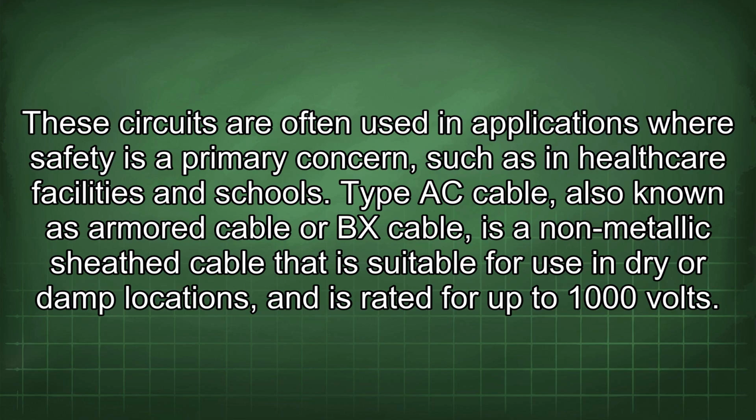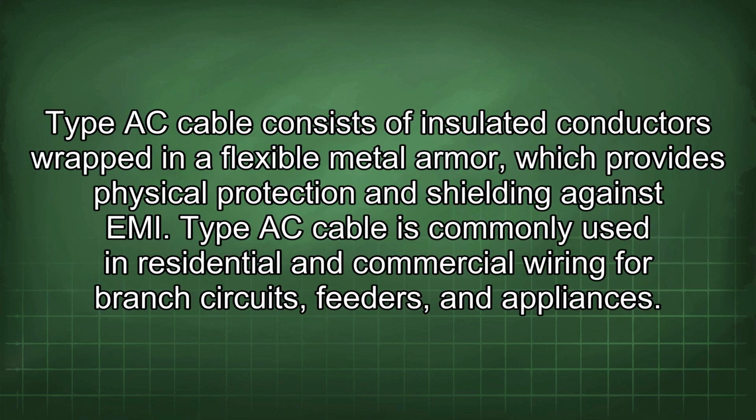Type AC cable, also known as armored cable or BX cable, is a non-metallic sheathed cable that is suitable for use in dry or damp locations and is rated for up to 1000 volts. Type AC cable consists of insulated conductors wrapped in a flexible metal armor, which provides physical protection and shielding against EMI. Type AC cable is commonly used in residential and commercial wiring for branch circuits, feeders, and appliances.